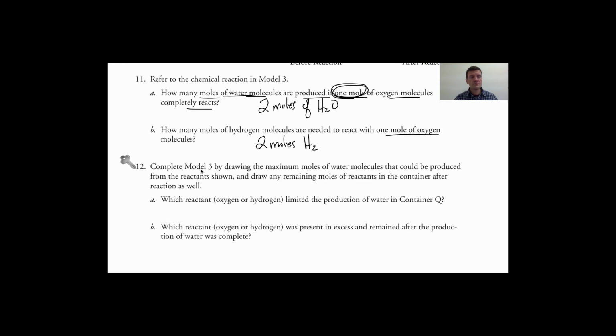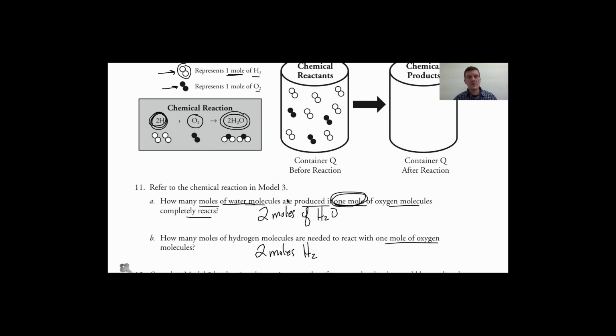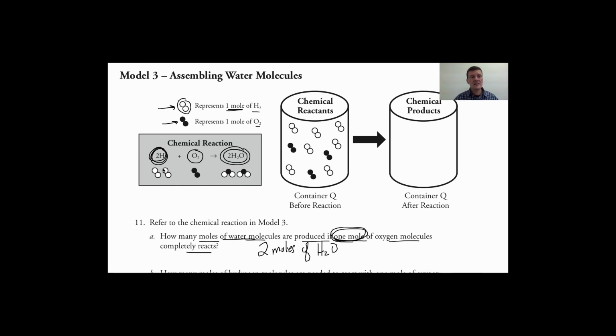Model 3: we need to draw the maximum number of water molecules that can be produced from the reactants shown, and draw any remaining moles of reactants in the container after the reaction as well. So basically, these are going to react in a 2-to-1 ratio. Here's how I'm going to do it. I'm just going to group them together. These two combine with that oxygen, and then these two combine with that oxygen, and this poor guy here is all by himself.